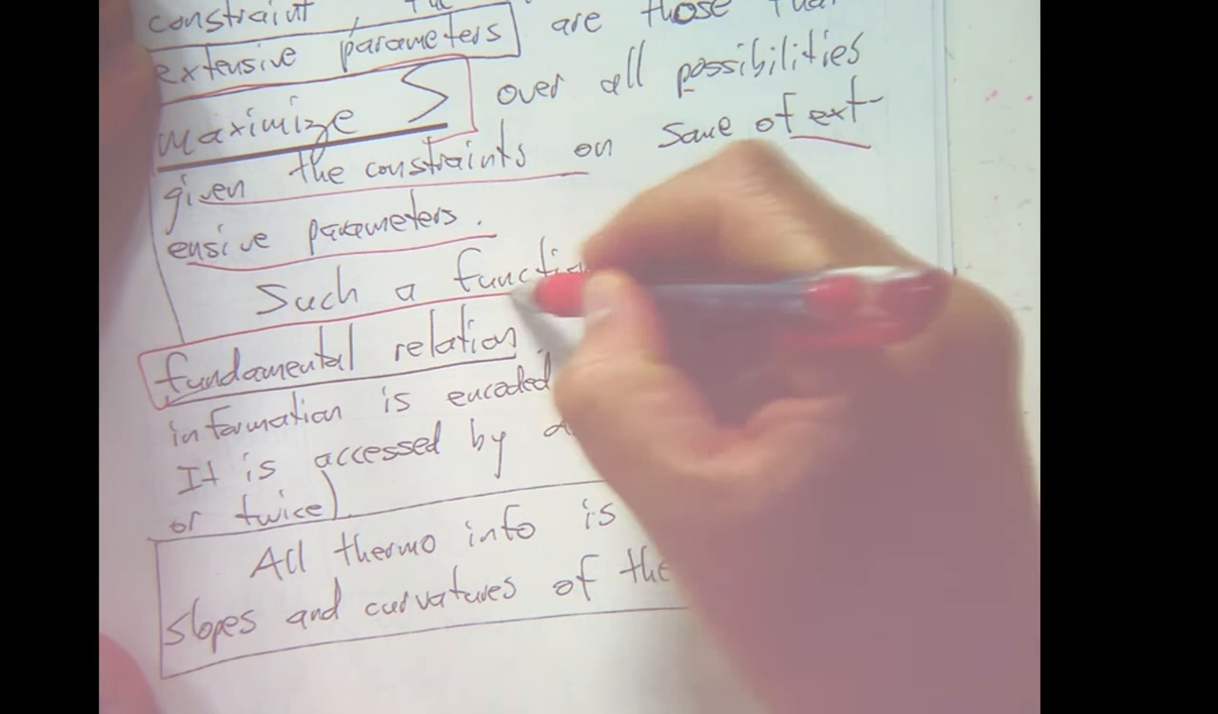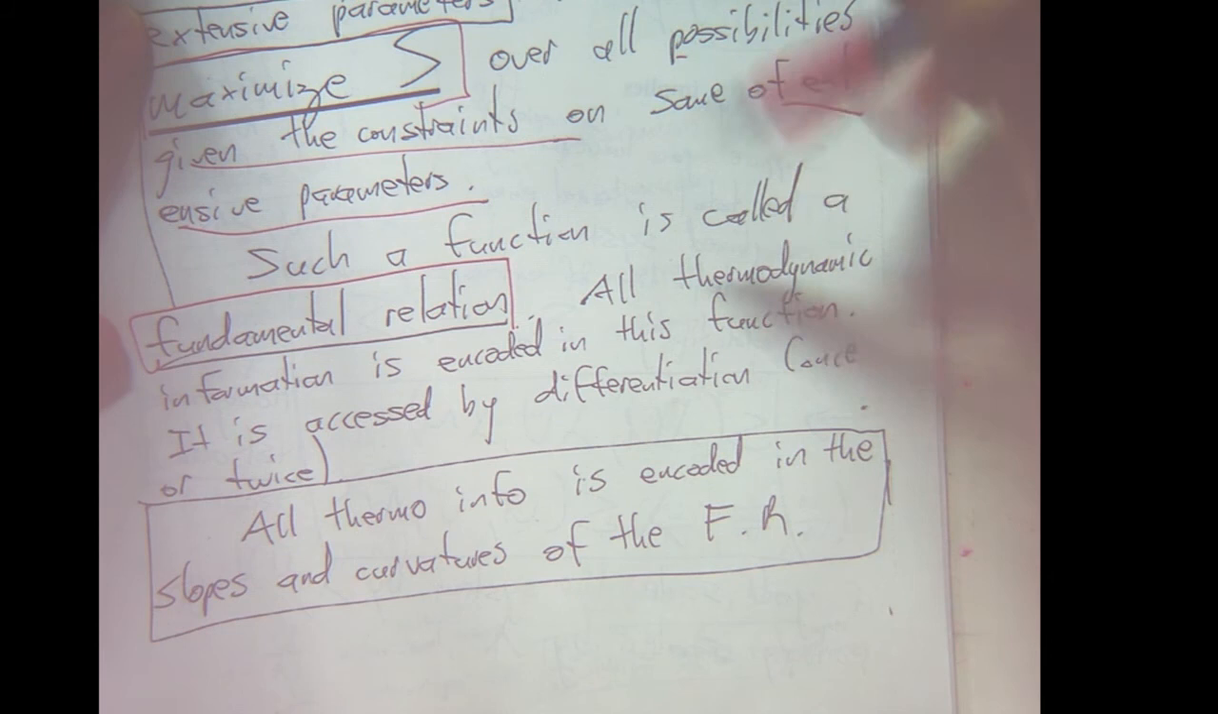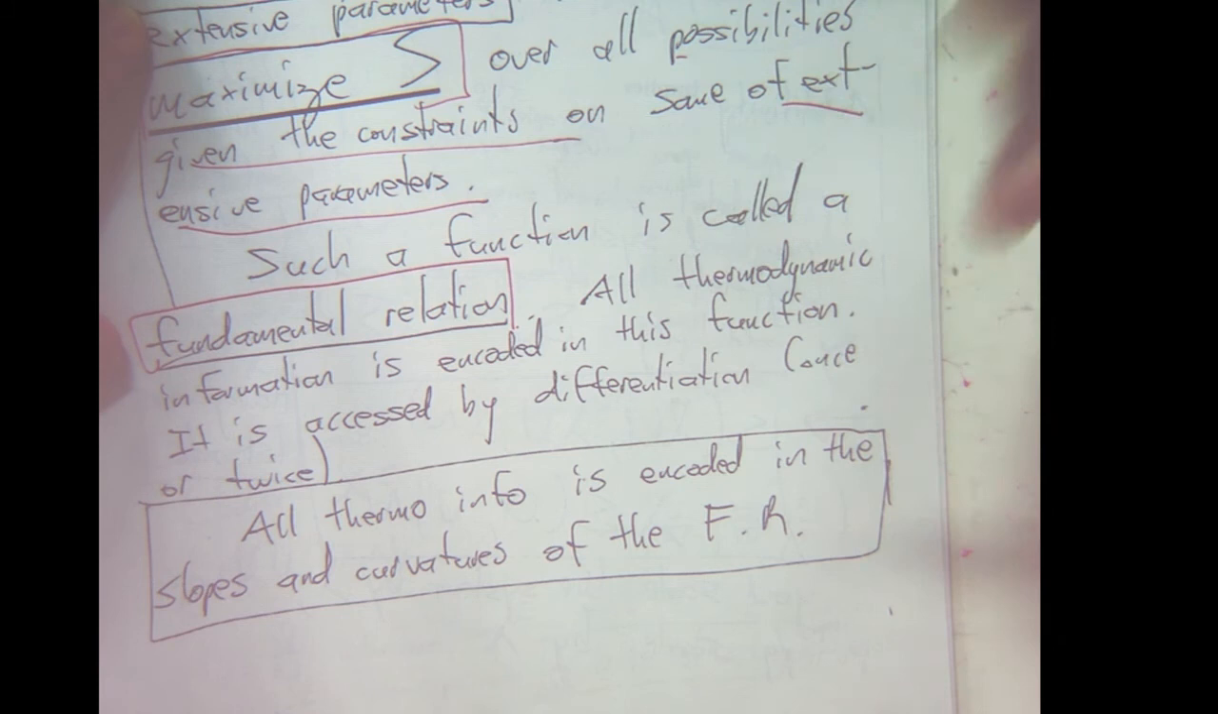So this function is S, the function of the extensive parameters. This function is called a fundamental relation. The fundamental relation contains all the thermodynamic information, and it's accessed by differentiation. The information is accessed by differentiation once or twice, first or second derivatives. So all thermodynamic information is encoded in the slopes and curvatures of the fundamental relation.